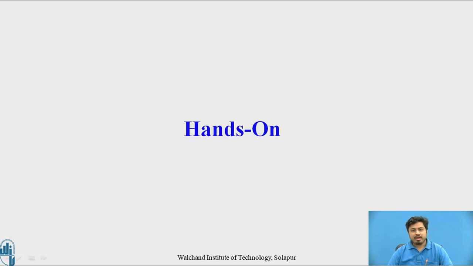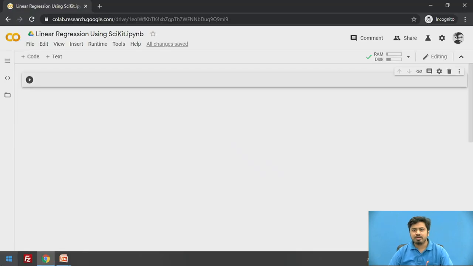So let us move to the hands-on session here. I have a Google Colab space which I'm going to switch to, and I'll be typing everything in the Colab editor. So this is the Google Colab workspace. Let me type the code snippet step by step here.